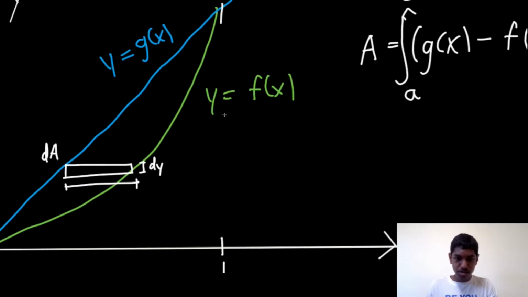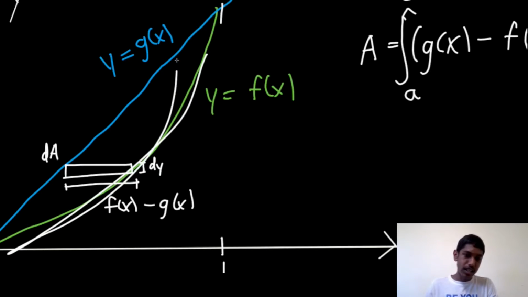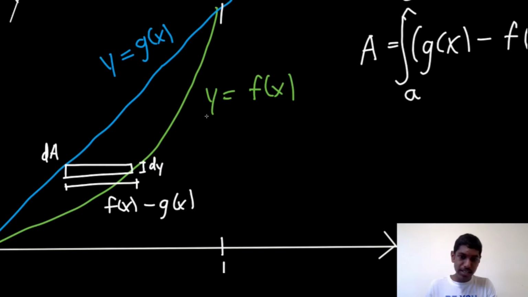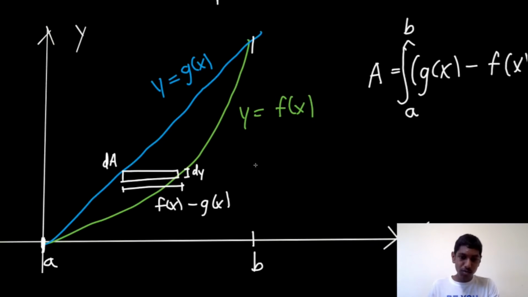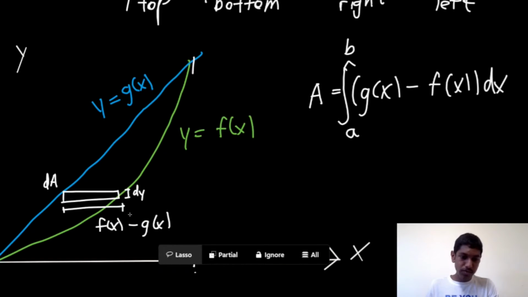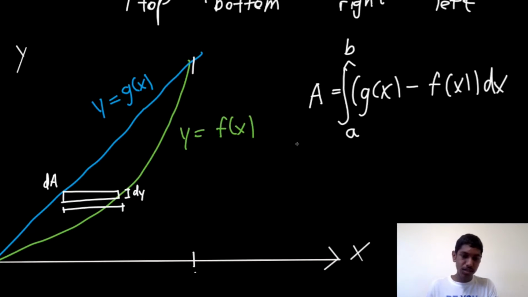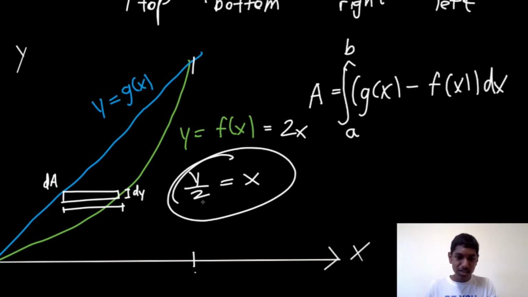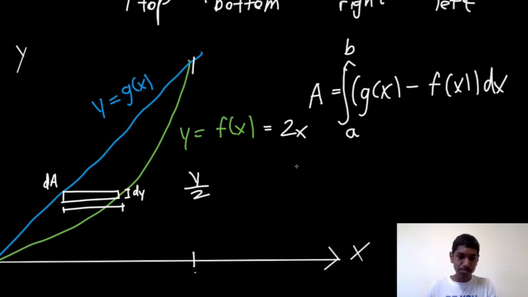Now, we cannot say this is f of x minus g of x. Why is that? Well, f of x gives us the y coordinate of every point on this function, right? That's what y equals f of x means. But we don't want the y coordinate. We want the x coordinate of every single point. So what we'd have to do is solve this. So for example, suppose this was just 2x. We would have to solve and get y over 2 equals x. And this would be your new function of x that you would actually use in the subtraction.